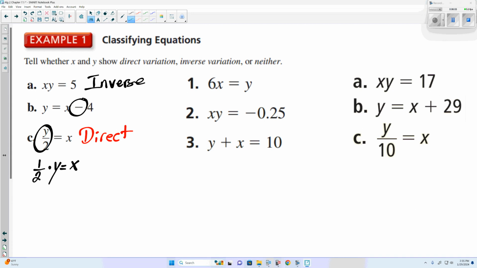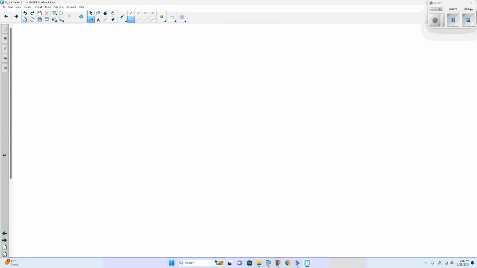It is neither. Subtraction or addition. So negative is fine because you're talking about number 2. X times y equals negative 0.25. Now again, we could get y by itself by dividing both sides by x.